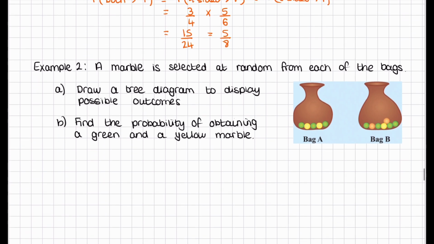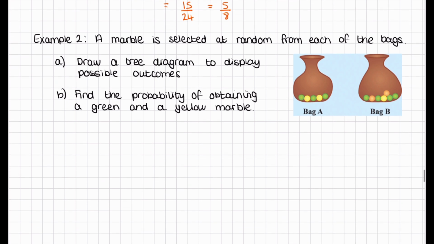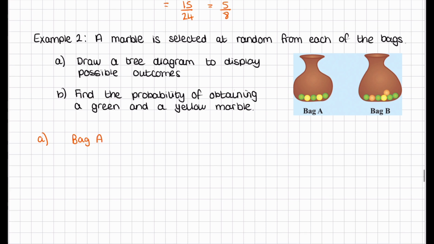Example 2, a marble is selected at random from each of the bags. As you can see here, we've got bag A and bag B. Draw a tree diagram to display the possible outcomes. Now we're going to start with bag A first with our tree diagram, and in there we've got two colours, green and yellow. Then we're going to have bag B, which has got three colours: green, yellow and orange, for each branch.